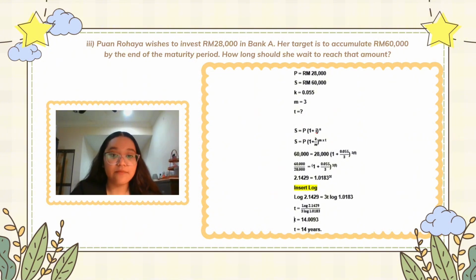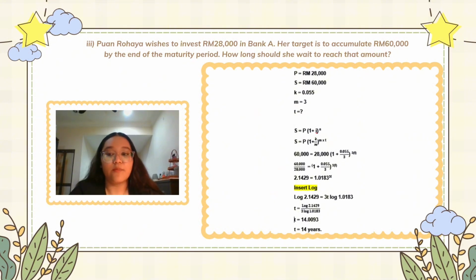So the 3T must remain at the power because you'll bring it along in front as we put the log. So next we need to insert log on both sides and bring the power to the front, which is log 2.1429 equals 3T log 1.0183. And then T equals log 2.1429 divided by 3 log 1.0183.